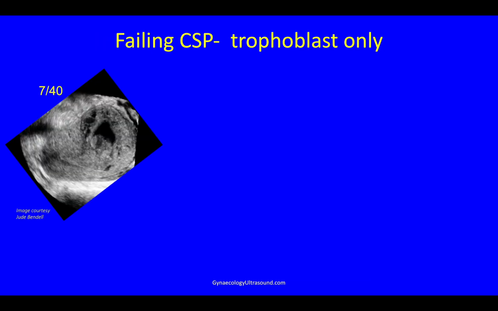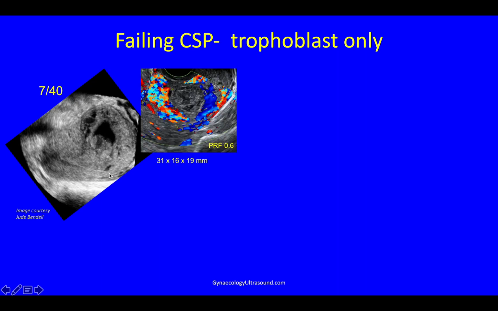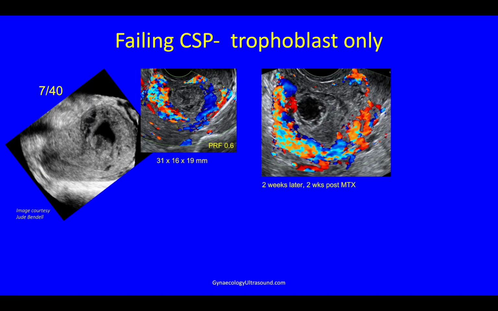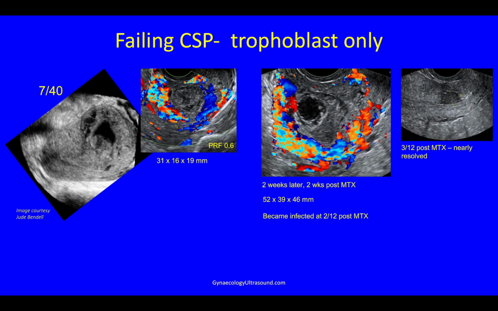Another example of a failing scar pregnancy is where there's trophoblast only, as in this example at 7 weeks gestation. This is a 3D image of an anteverted uterus with the empty endometrial cavity, and here is a mass of trophoblast anteriorly. This is it on 2D. You can see how really vascular this was. This is strong vascularity. This patient was given methotrexate, and 2 weeks later it's much larger and more vascular, and it then became infected, this residual trophoblast 2 months later. After antibiotics the infection settled, but it had nearly resolved by 3 months.